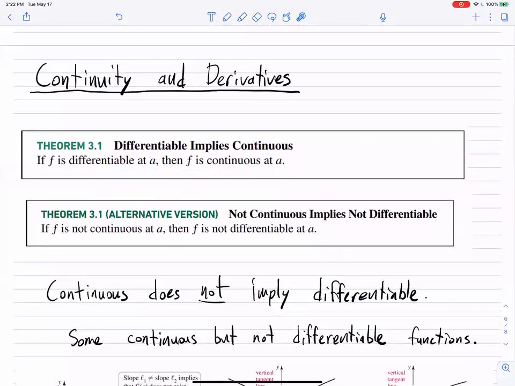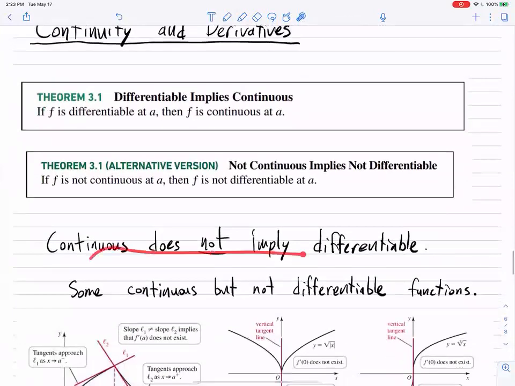But the contrapositive is true. If f is not continuous, then it cannot be differentiable. And so if there's a hole or there's a jump, then there's no way it's going to be differentiable. But continuity does not imply differentiable. Some continuous but not differentiable functions.